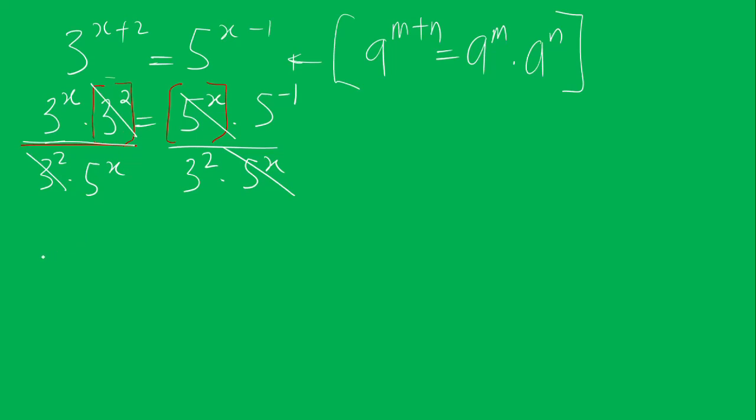We are now left on the left hand side with 3 to the power of x divided by 5 to the power of x, which will now be equal to 5 to the power of minus 1 all over 3 to the power of 2. Now, this is what we'll get. Okay, let me just write it here: 3 to the power of x divided by 5 to the power of x is equal to 5 to the power of minus 1 divided by 3 to the power of 2.